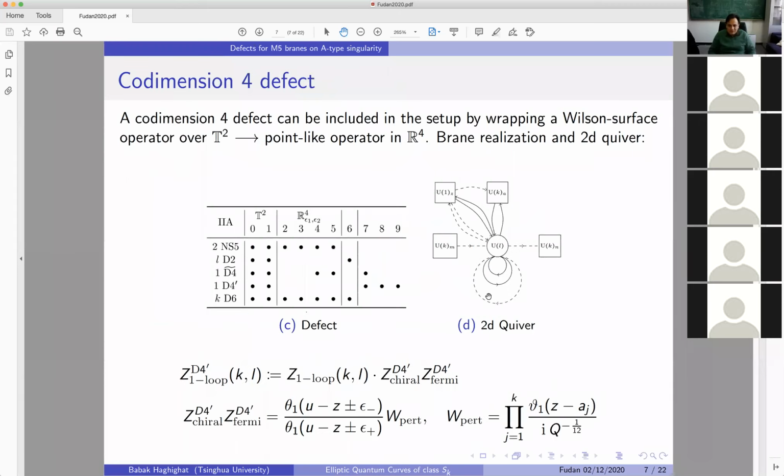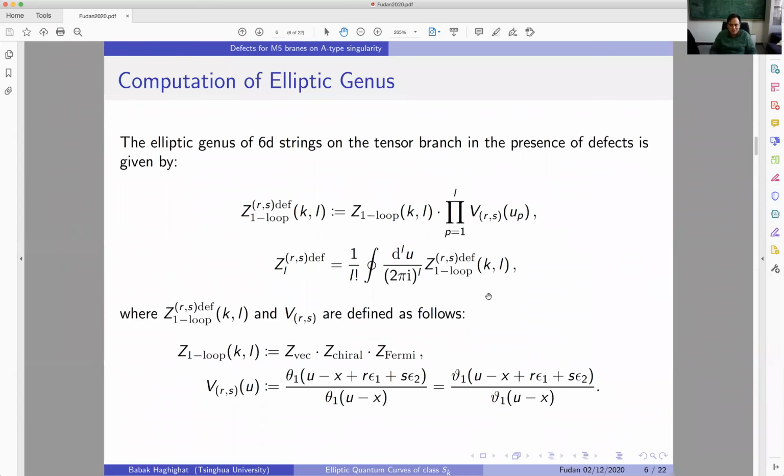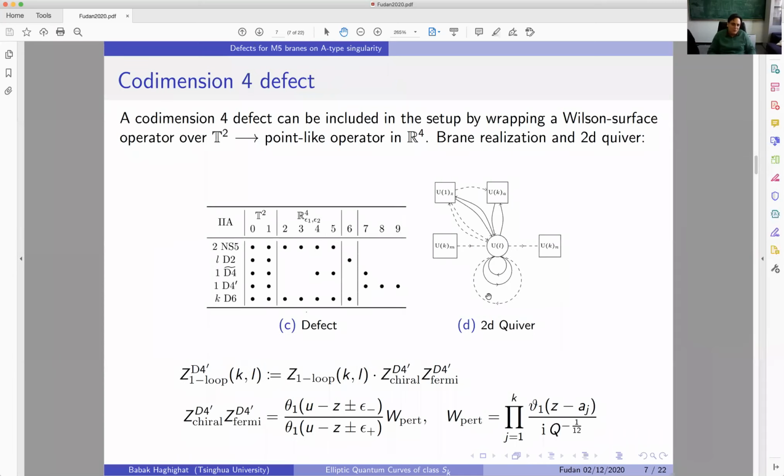Good. Any other question on these codimension 2 defects? If not, then I will proceed, because as I said before, we also need codimension 4 defects. So here we have again our system, these D4 tilde branes, where these codimension 2 defects wrap the torus directions 0 and 1. They are extended along these 4, 5 directions and point-like here. And they also have one leg in this direction, which is perpendicular to the whole thing.